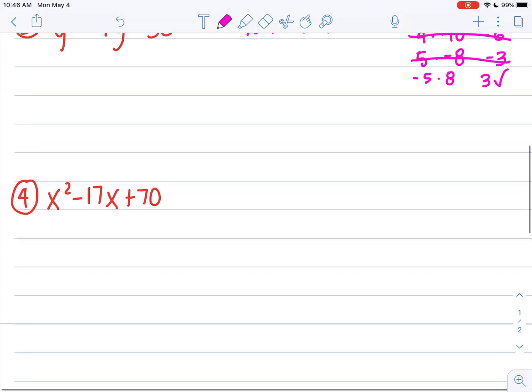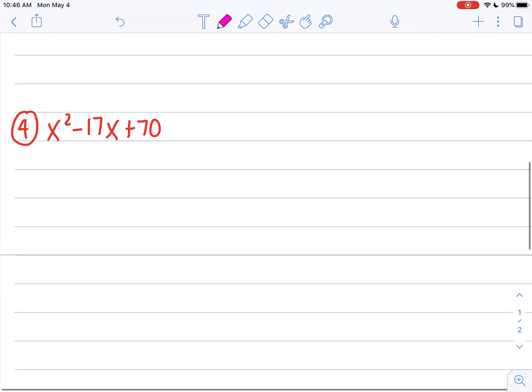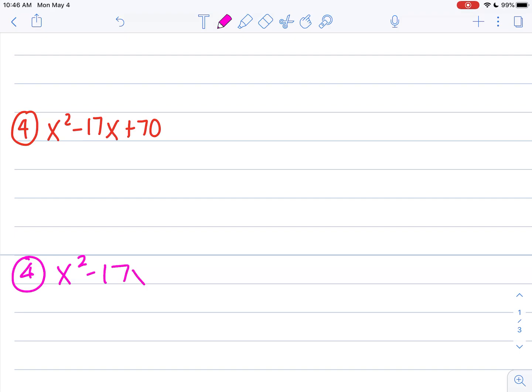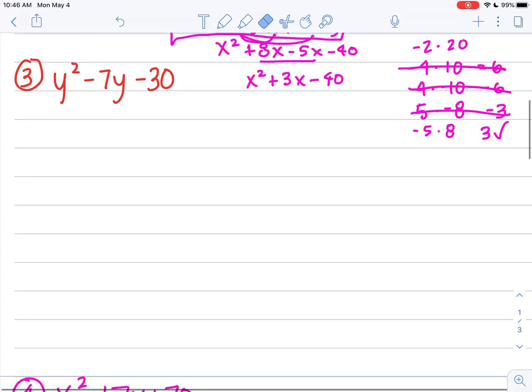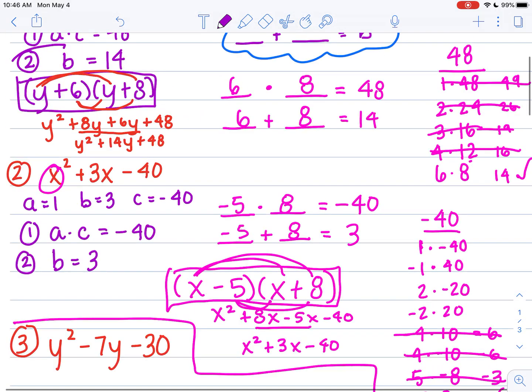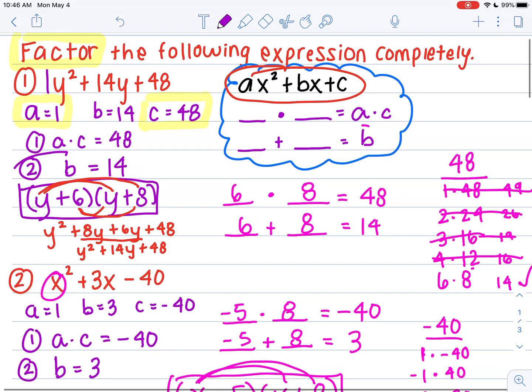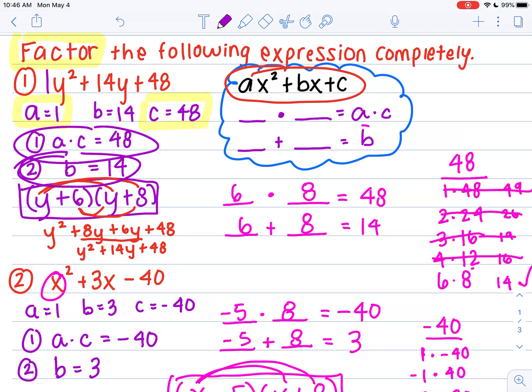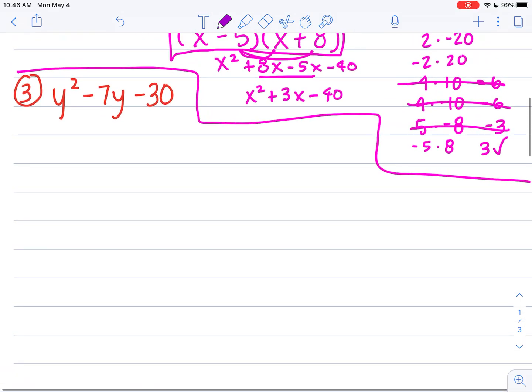Okay. I only did 4 of them. You know what? I'm going to move this one down. X squared minus 17x plus 70. Okay. Now this one, again, the first step is writing out A times C, and then write what B equals. So first step, A times C.